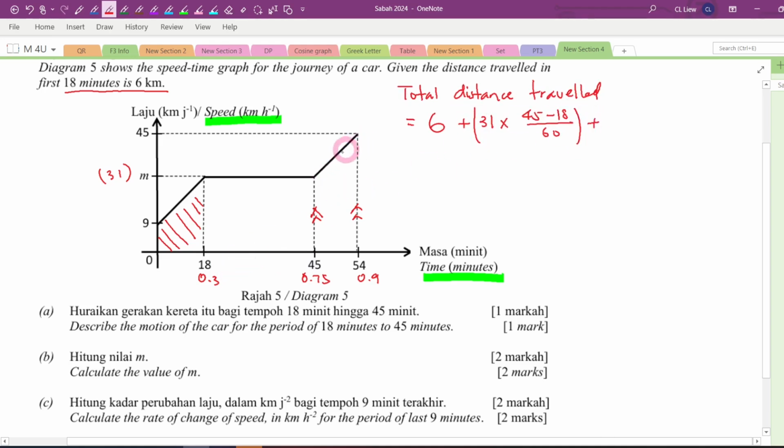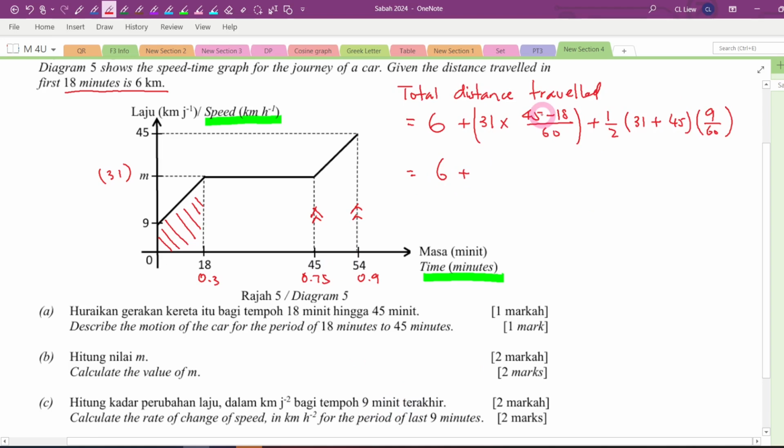Okay, now for the last part, this is a trapezium. So to find the area of a trapezium, always start with 1 over 2 multiplied by the sum of the two parallel sides. This is 31, this is 45, and times the height, which needs to be in hours. You can take 0.9 minus 0.75, or 54 minus 45 and then divided by 60. But here we know this is 9 minutes, right? Given by the question. So 9 divided by 60. Okay, just press your calculator.